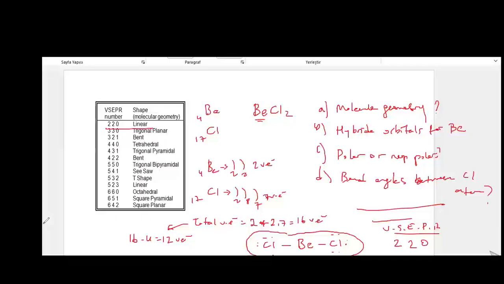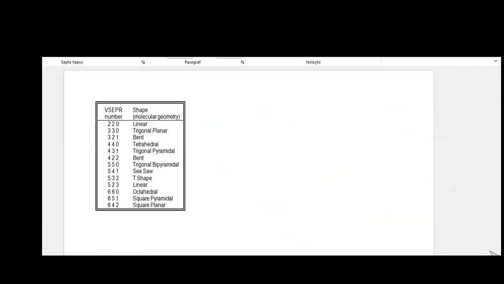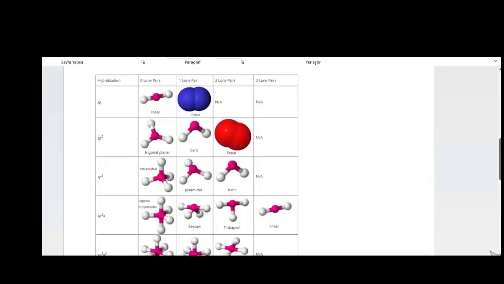Okay, let's look at the orbital type. It has such a Lewis structure. So, if you look at the table, there is no lone electron pair on the beryllium atom. So we're going to look at that group, and it has a linear shape. That's why the beryllium chloride molecule has sp hybridization type. And also, it doesn't have any lone electron pair on it.